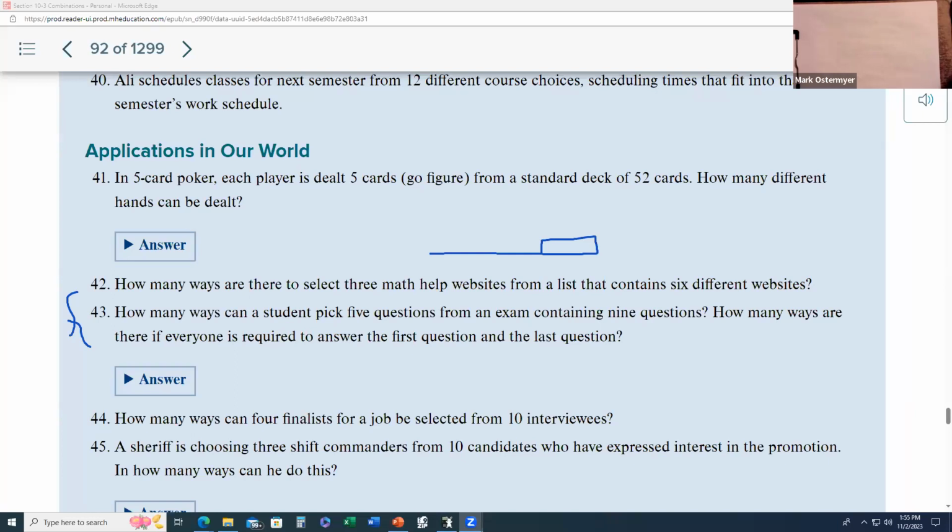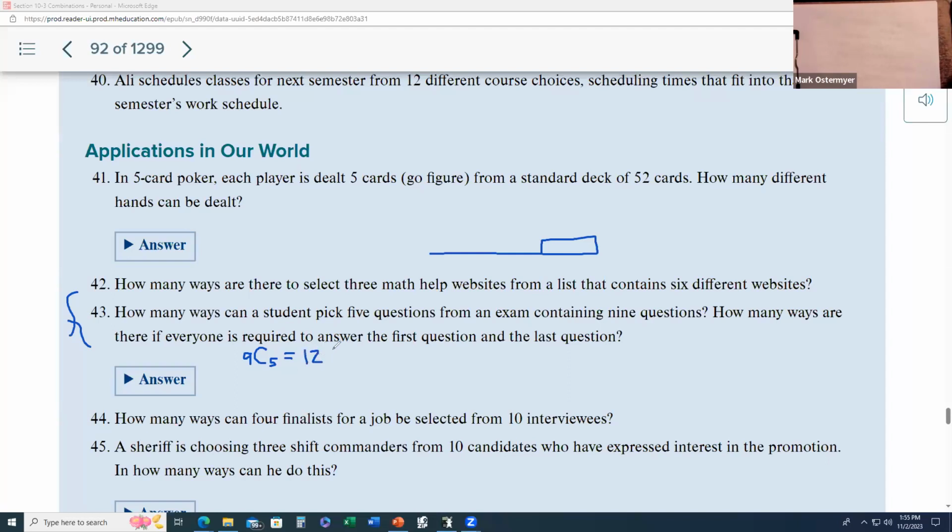How many ways can a student pick 5 questions from an exam containing 9 questions? Well, we just got to pick 5 questions, so I don't think order matters here. So since order does not matter, I would be thinking 9 in combination with what? 5. And how many does that give us here? Did anybody get the 9? 126. 126, you are correct. 126 different ways.